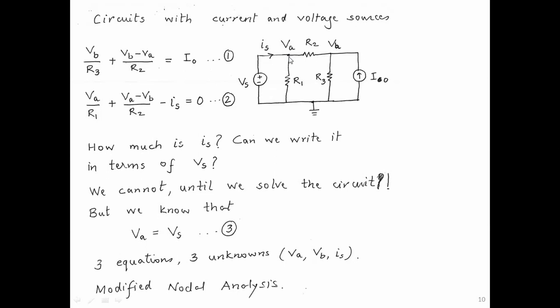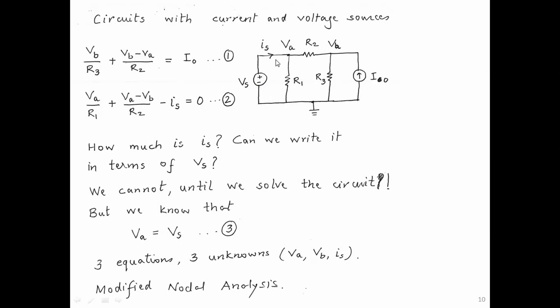So at VB, I've written first: VB minus VA by R2 plus VB by R3 minus I0 equal to 0. I0 goes to the right hand side, so we get one equation. The second equation we write is at this node: VA by R1 plus VA minus VB by R2 minus IS equal to 0, where this current IS is the current supplied by VS.